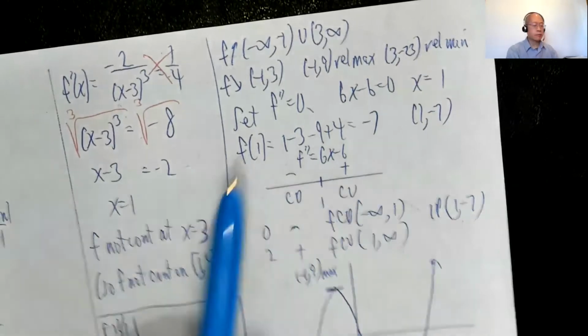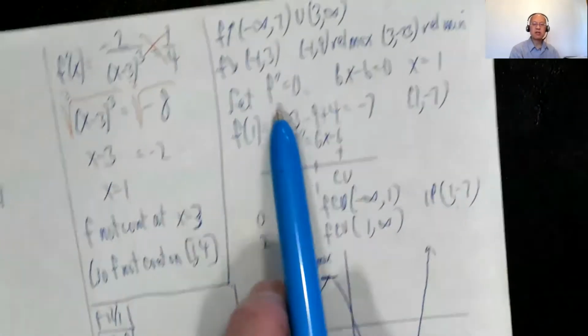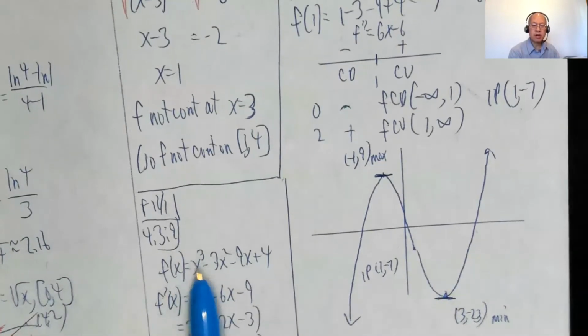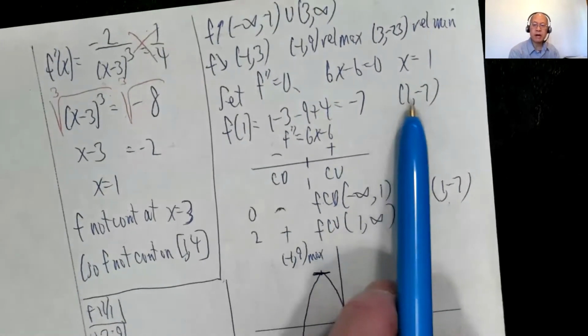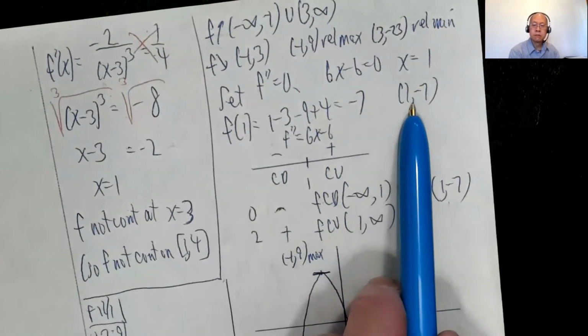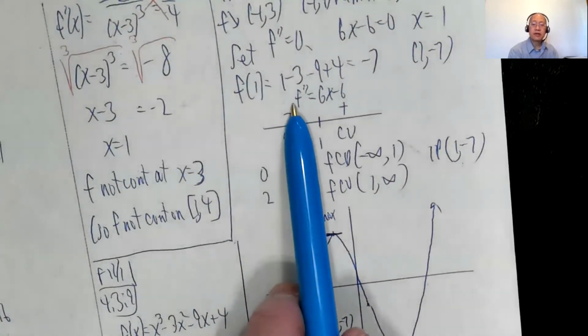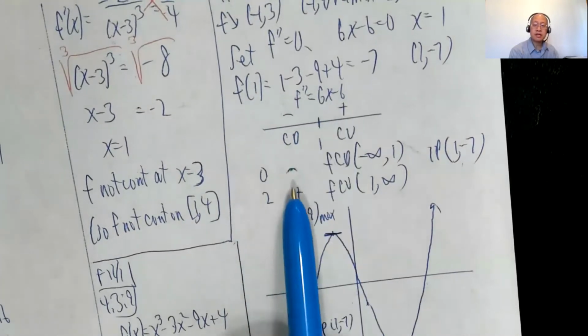You do the same thing for the second derivative. Set f double prime equal to 0. 6x minus 6 equals 0. That's easy. x equals 1. Plug in 1 to the original. 1 minus 3 minus 9 plus 4 comes out to be -7. So 1 comma -7. Do my sign chart for f double prime, 6x minus 6. Plug in 0, 6 times 0 minus 6, negative.